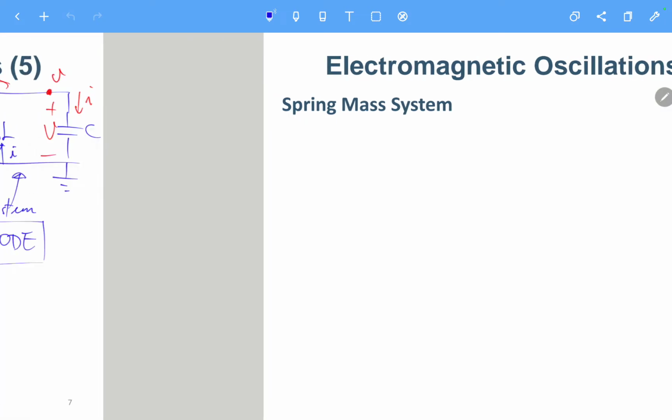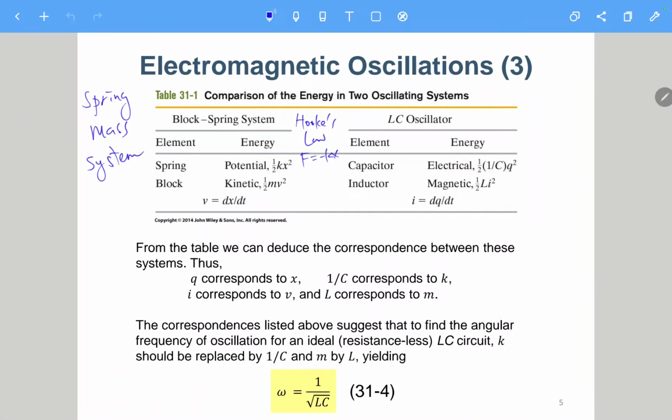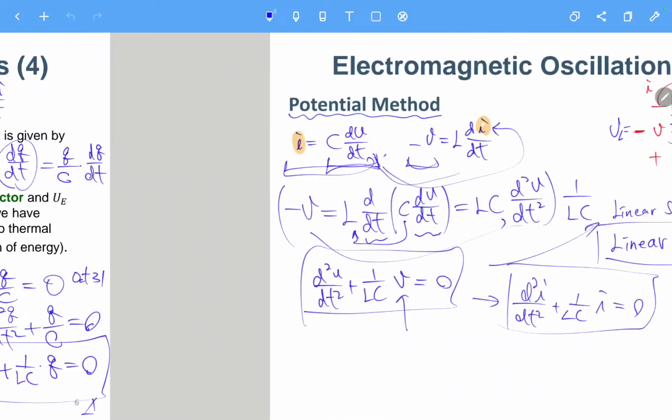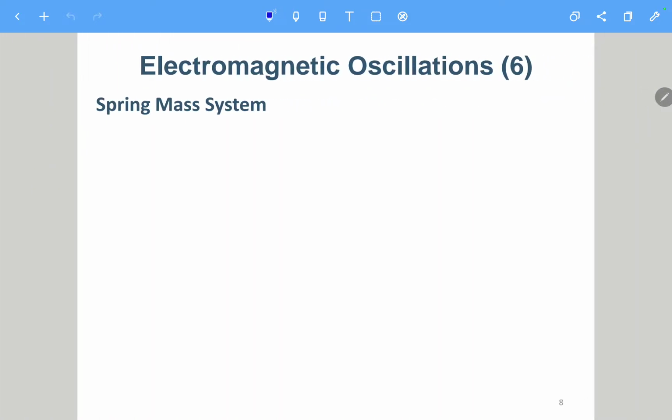And you can also see the analogy. So here we mentioned this is an LC oscillator, this is a spring mass system. Okay, so you can also derive the equation like this. So you have a spring connected with a mass. The mass is M, and the coefficient of the spring is K.